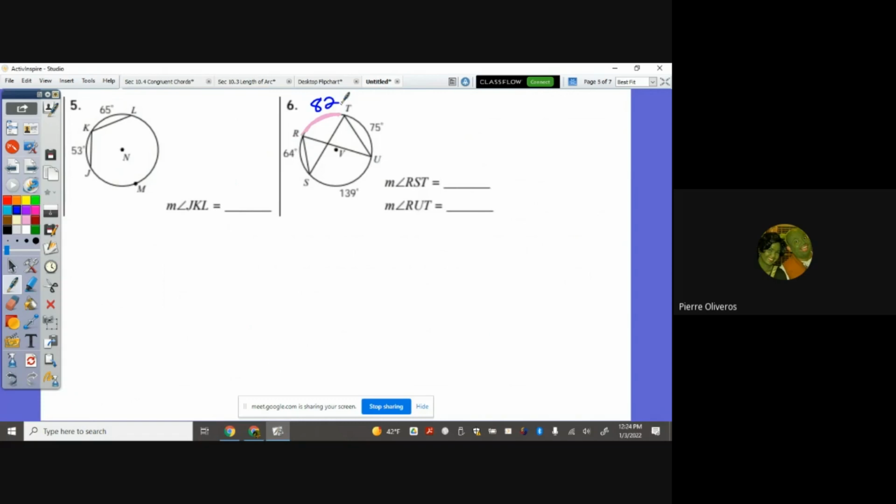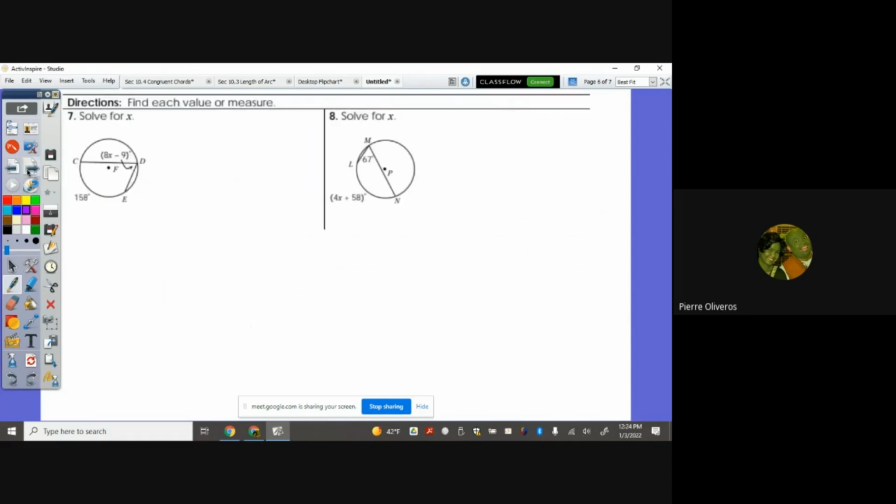The question here is, what is RST? RST, so RST right there. So I know this is going to be 41. And how much is RUT? RUT, they are sharing the same intercepted arc. So they are going to be congruent, 41 also.